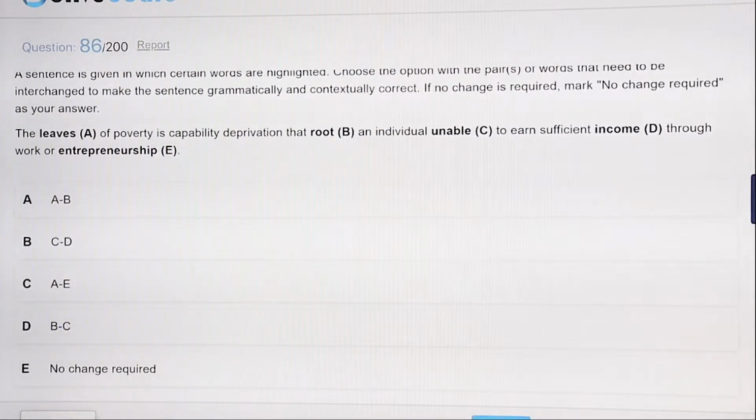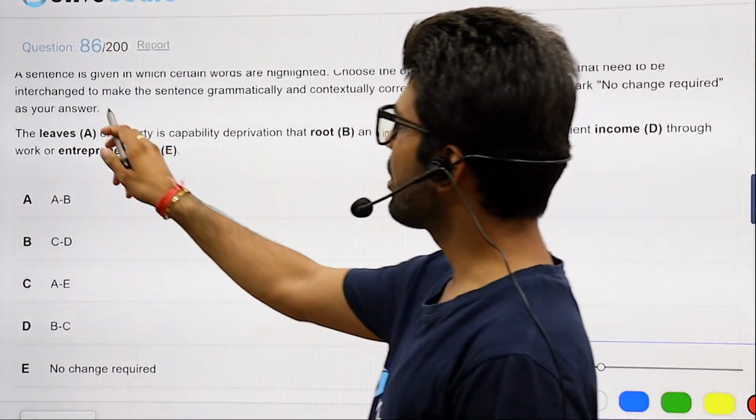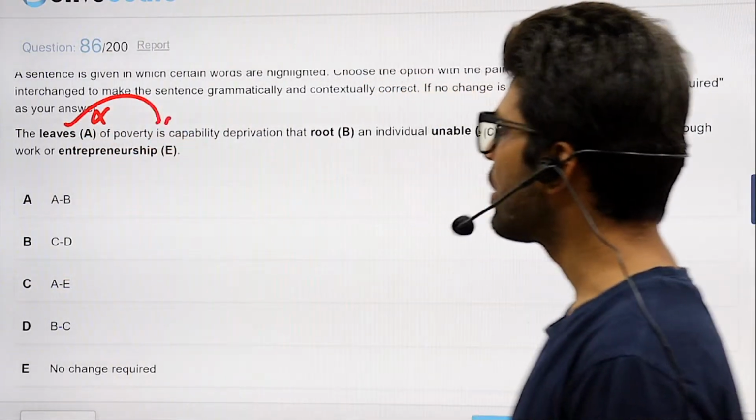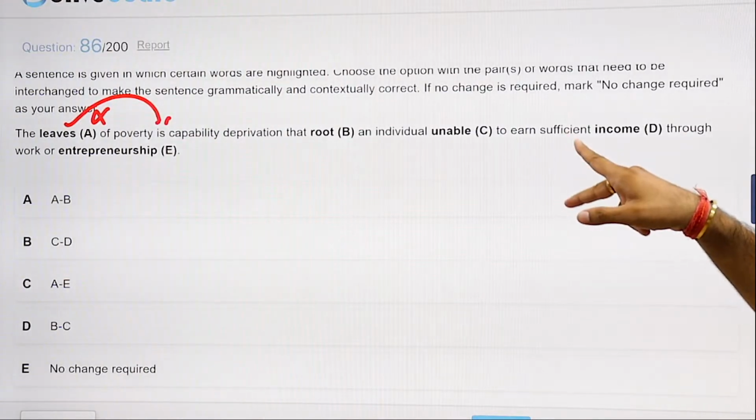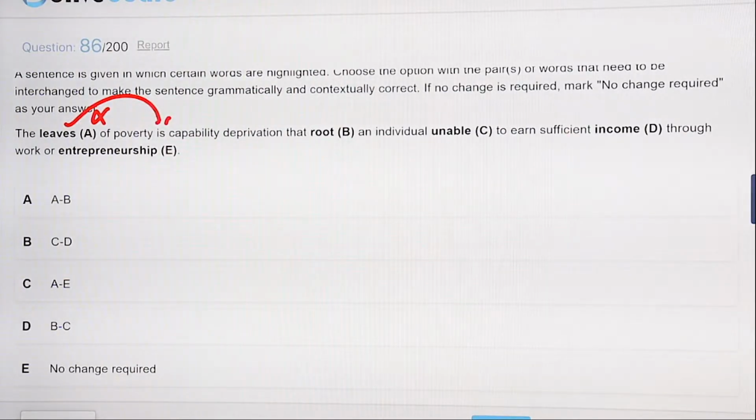The leaves of poverty is gone. You need to change A because you can't say leaves of poverty is. That has to be a singular noun here. Can I say the root of poverty is capability deprivation that leaves an individual unable to earn sufficient income through work or entrepreneurship. Perfect.